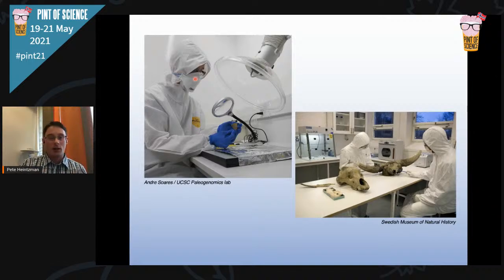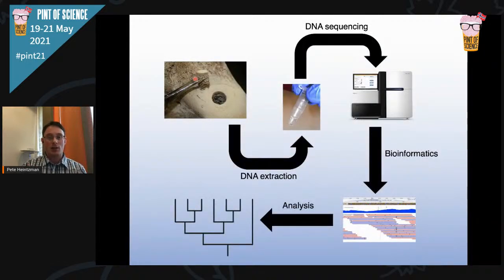So how does a methodological workflow look for this? Here's just a quick mock-up. We start off with a chunk of bone that we might have just drilled out of some remains. We then extract the DNA from it. We end up with this little bit of clear liquid. We hope there's DNA in there. And then we sequence that DNA.